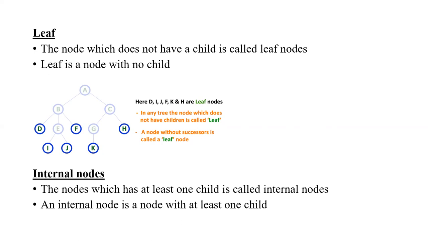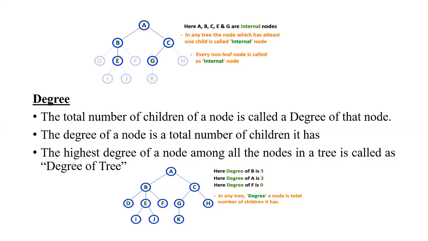Internal nodes. The nodes which have at least one child are called internal nodes. An internal node is a node with at least one child. Here, A, B, E, G, C are internal nodes as they have at least one child. Every non-leaf node is called an internal node.